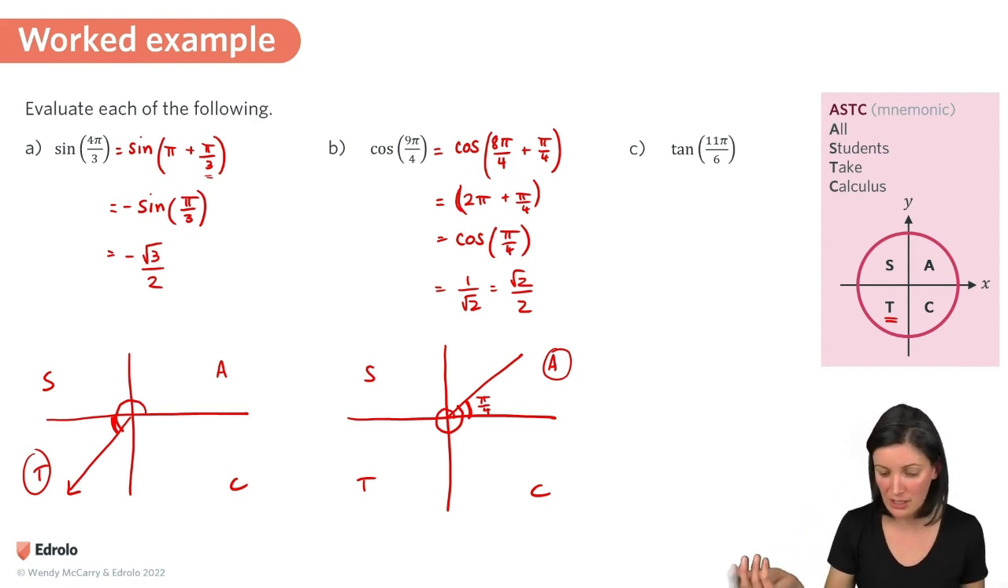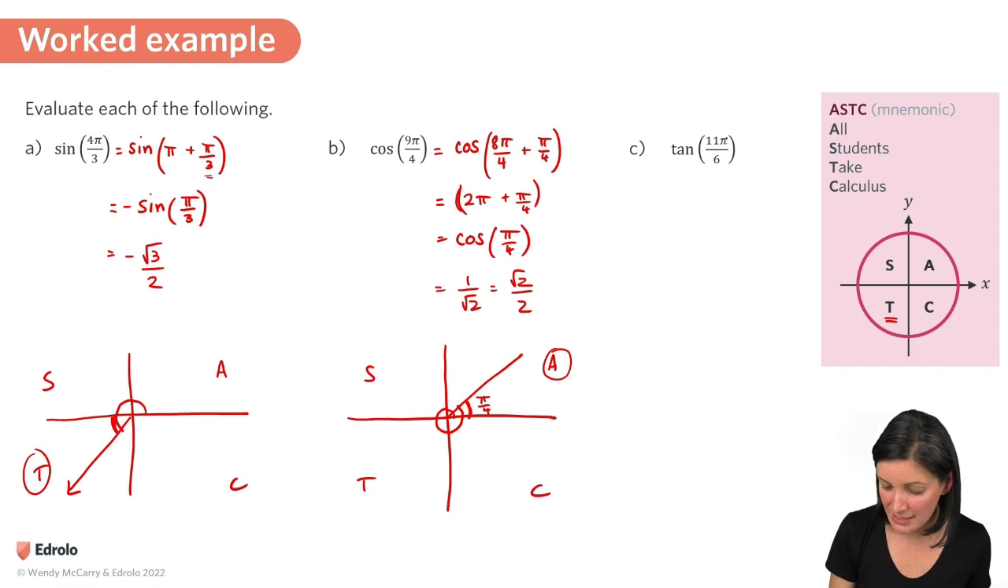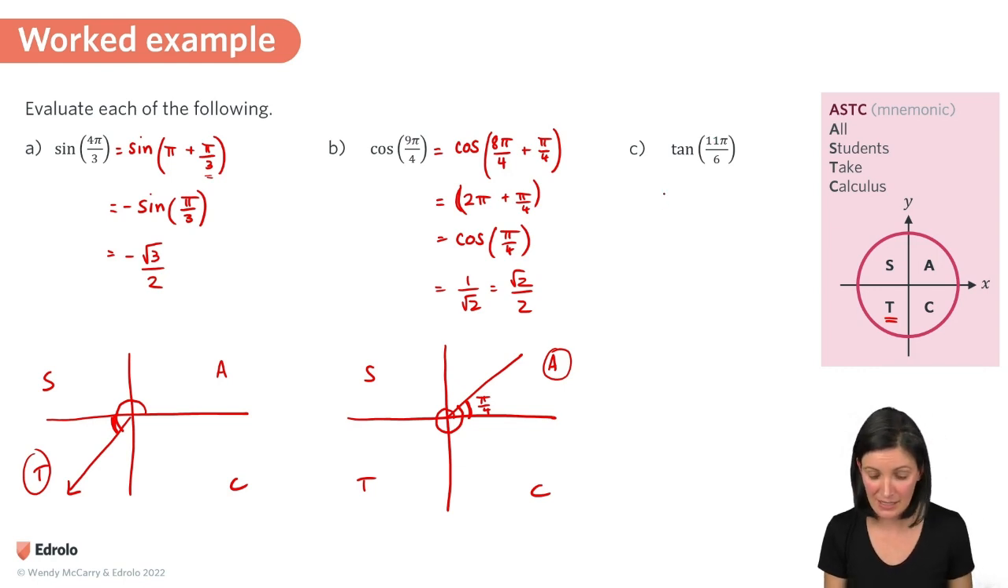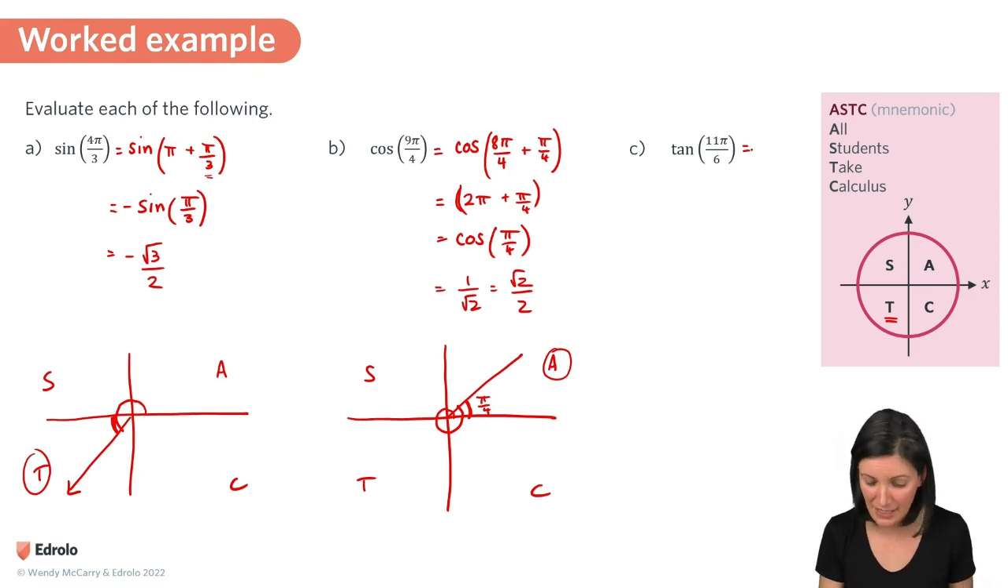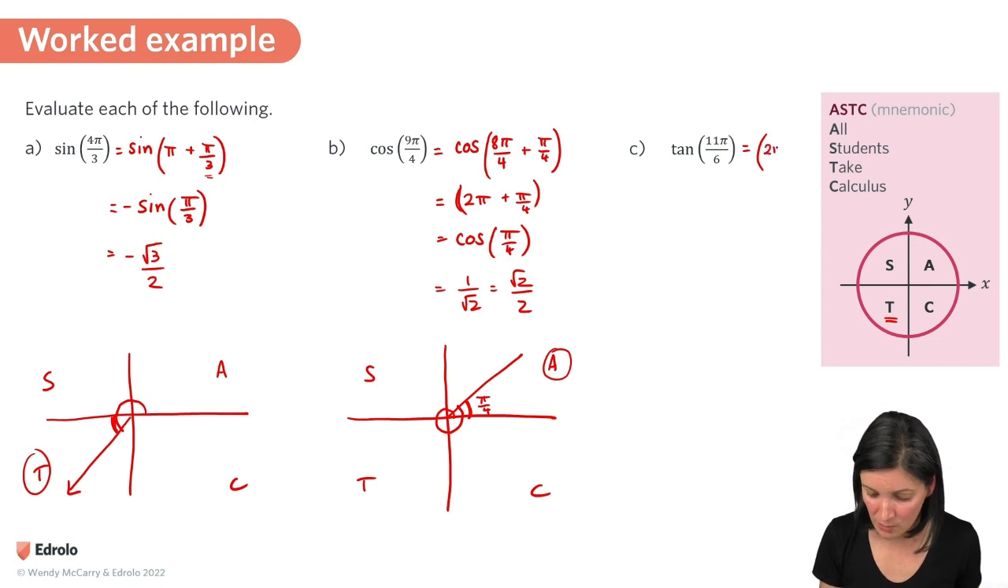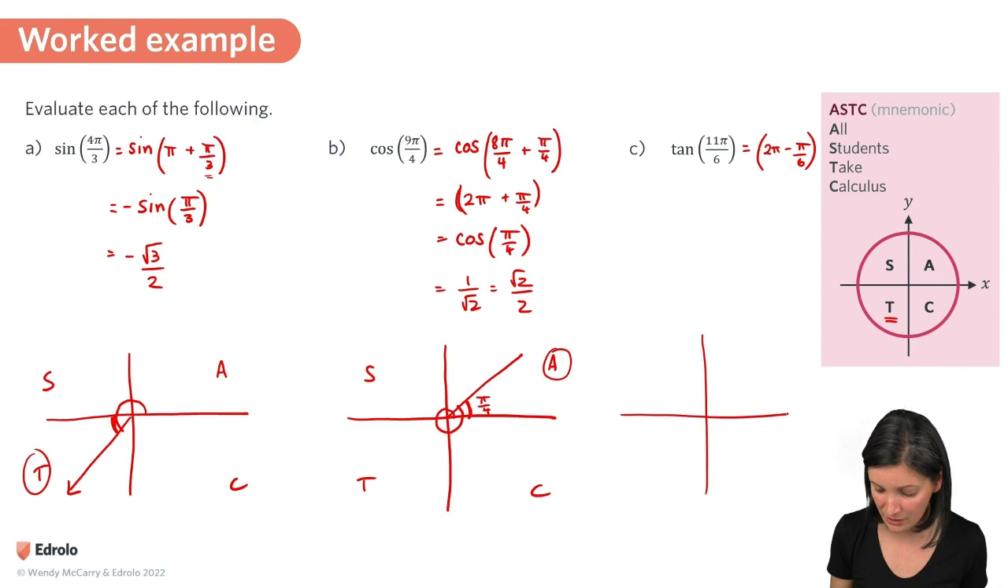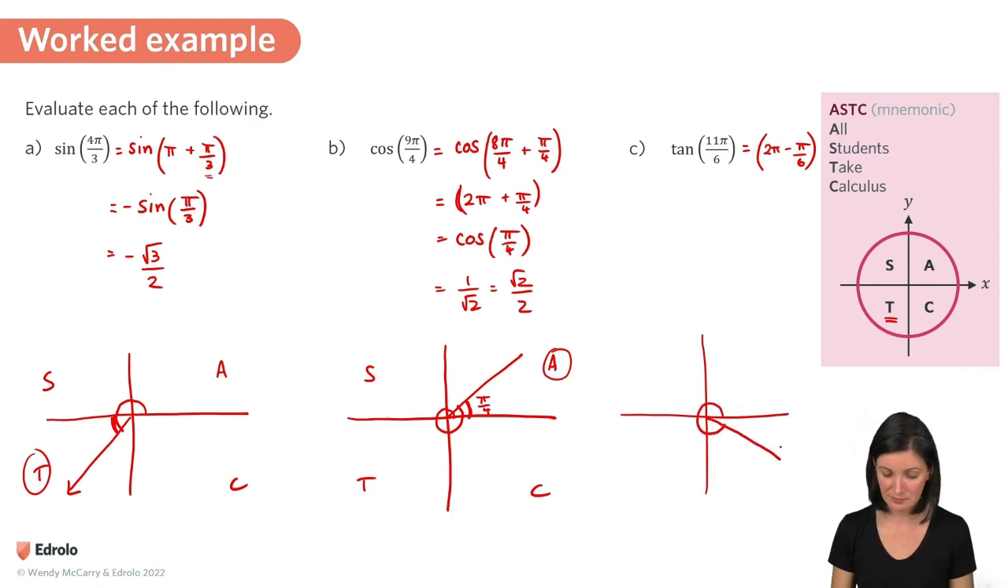All right, let's try one more. Let's try with tangent. So I've got the tan of 11 pi on 6. Now, that's just a bit less than 2 pi, isn't it? It's actually, 2 pi would be 12 pi on 6. So it's 2 pi minus pi on 6. So if I draw that angle in, 2 pi minus pi on 6 is going to be just less than 2 pi.